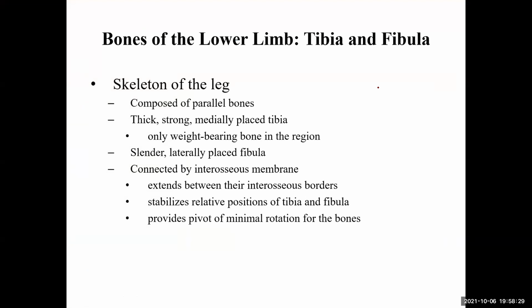In this case, we're going to put the bigger, stronger, more weight-bearing bone medially, so that's going to be the tibia. And then we're going to put the more dainty, slender, I don't want to say fragile bone, but the thinner bone, the fibula, we're going to put that laterally. And so we have a dense, regular connective tissue found in between these two bones. We saw that in the forearm. We'll also see the same thing here in the leg. We call that the interosseous membrane.